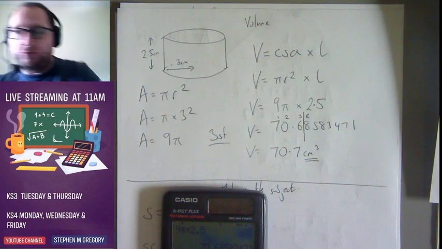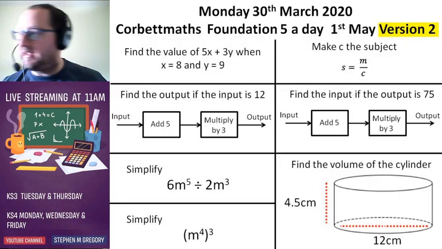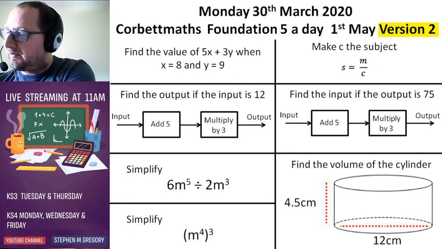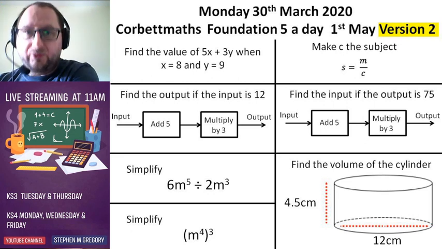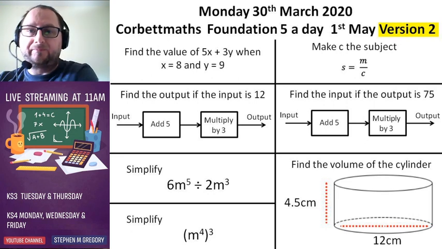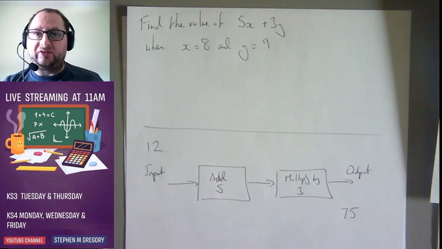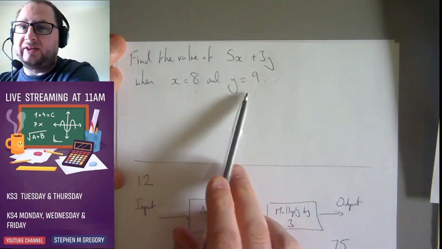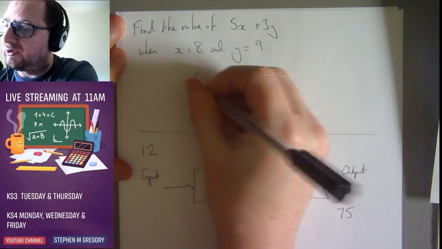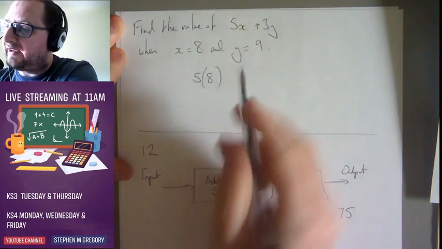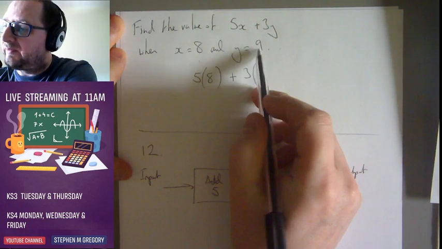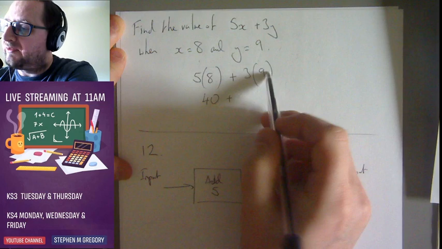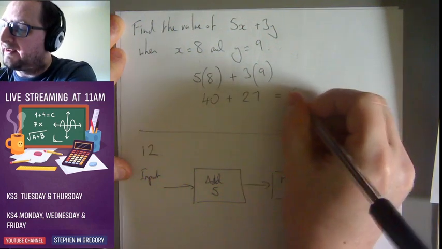Okay, let's go through those questions. Actually, I'll just go back to them because I need to know what the output and the input are for the questions. So we've got an output of 75 and an input of 12. So let's go through these questions now. Find the value of 5x plus 3y when x is 8 and y is 9. Very similar to what we just did a minute or two ago. I've got a value of 8 that gets substituted in for x, and a value of 9 that gets substituted in for y. 5 8s are 40, 3 9s are 27, and I add them together to get 67.